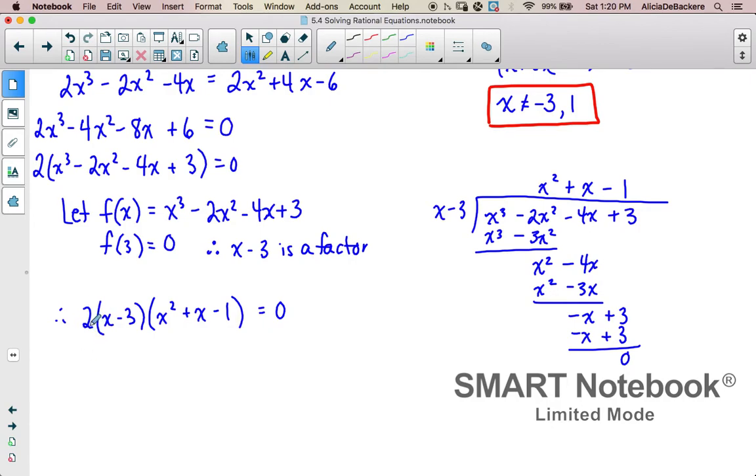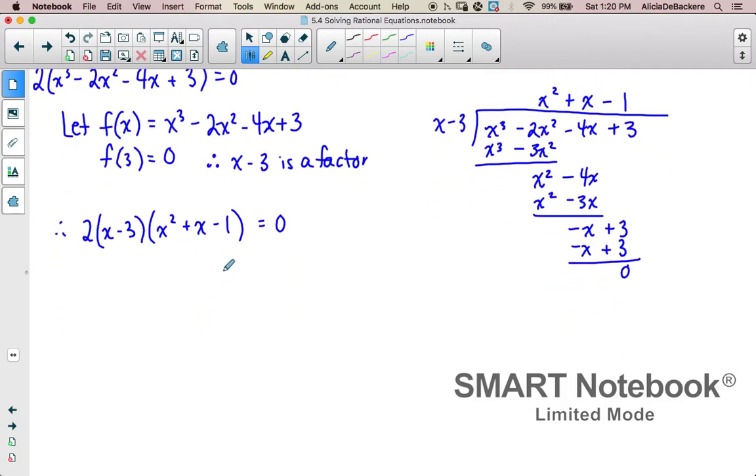It's not going to give you solutions, right? Multiplying by 2 will never make something equal to 0. Either this equals 0 or this equals 0. I'm going to think about trying to factor this one, what multiplies to negative 1 and adds to positive 1. And there are no factors, which tells me that to solve this, I actually have to use the quadratic formula.